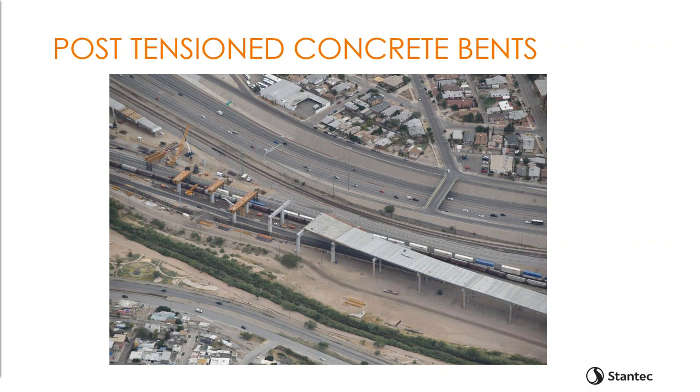This is another picture from one of our projects. We had 7 post-tension bends back-to-back carrying the main lanes, crossing over the railroad tracks. These straddle bends were either 2- or 3-column bends with overall cap lengths varying from 100 to 190 feet and a section depth varying from 9.5 to 13.5 feet.